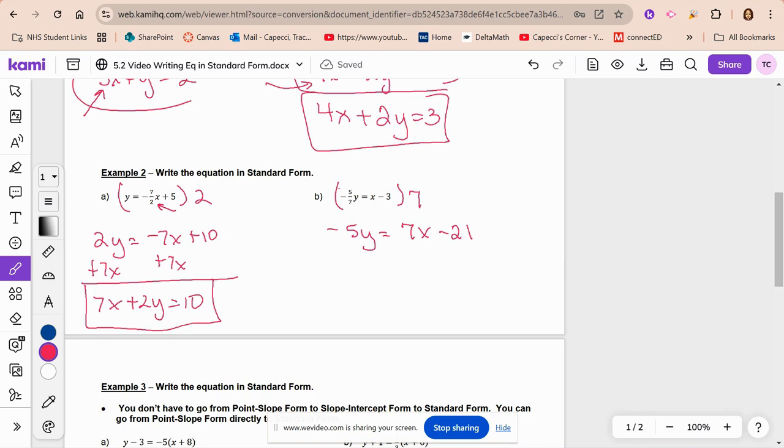Okay, so again, I'm going to move my 7x to the other side. So I have negative 7x minus 5y is equal to negative 21. I can't have a negative A. All my other values are allowed to be negative if they turn out that way. I just can't have a negative A value. So I'm going to have 7x plus 5y is equal to 21.